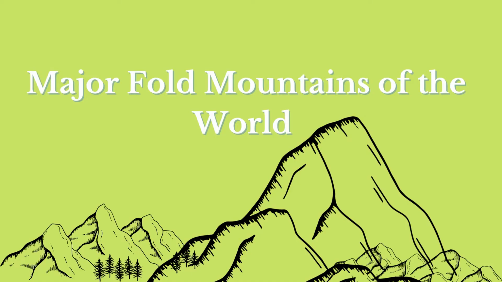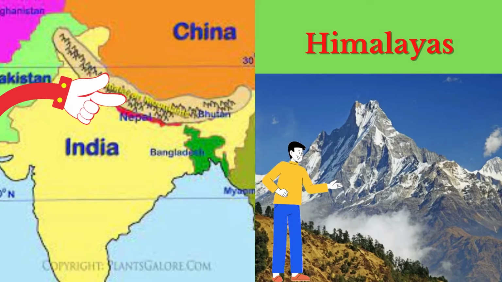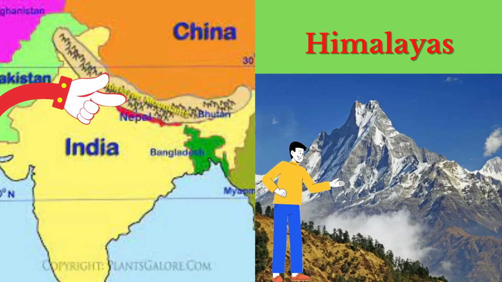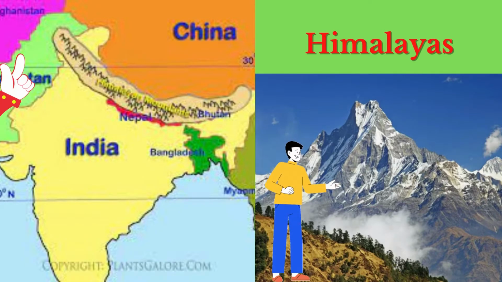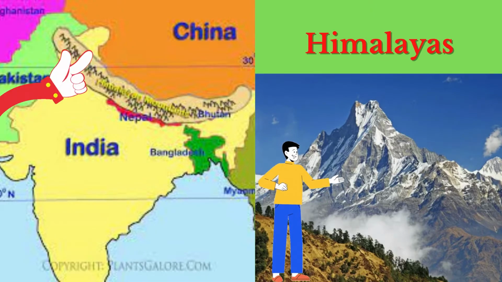Let us now look at some examples of fold mountains around the world. The Himalayas is the most towering mountain range on Earth and is still being compressed. The mountain stretches through the borders of China, Bhutan, Nepal, India, and Pakistan. Here, the Indian plate is colliding northward with the Eurasian plate.